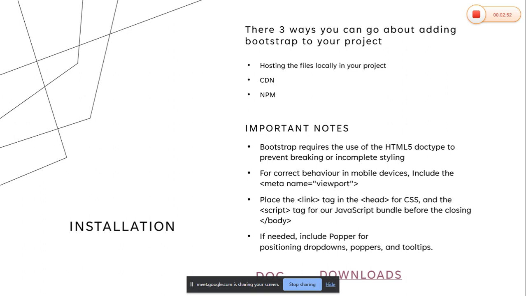So first of all, the installation. Now there are three ways you can add Bootstrap to your project. You can either download the file and host it locally in your project, or you can use the CDN, which is a link, a content delivery network, and then you can also install it using the package manager npm.